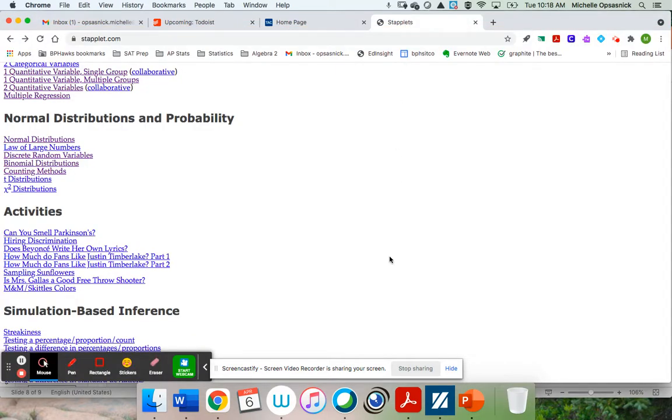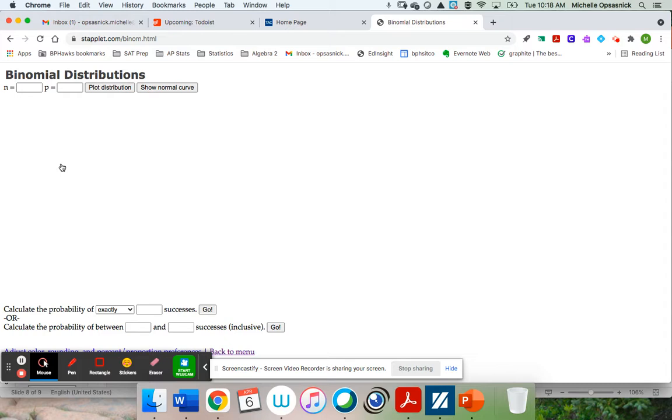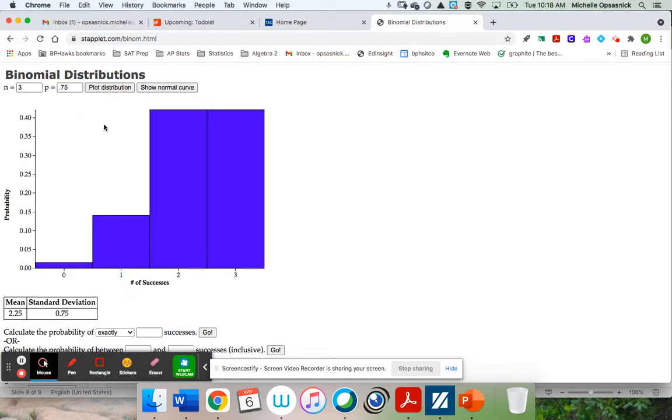So when I go to Statlet.com, like I said, it's under the normal distributions and probability menu. And then I click on binomial distributions. When I do that, I have a spot here for me to type in N. So N in this case was my 3 patients. P, which in this case was the 75% chance of success. And then from there, I can go ahead and I can say plot distribution.